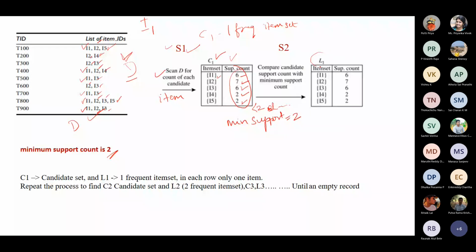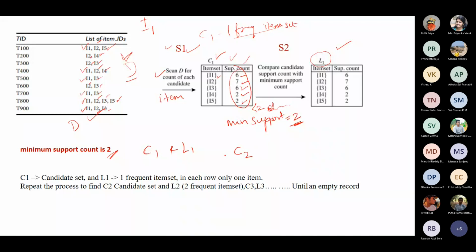This becomes your L1. In step 1 you are generating one frequent item set, that is C1. In step 2 you are comparing the support count of C1 with the minimum support count and listing out the values which are greater than or equal to it. What is the next step? I said it is an iterative step. Now you calculated C1 and L1. Next step is to generate C2.